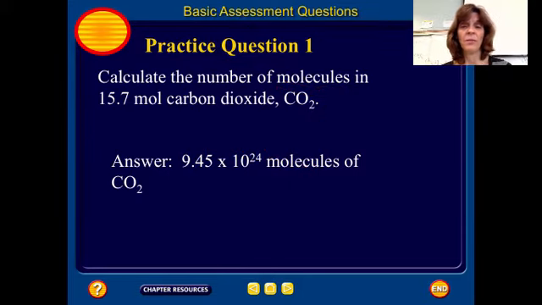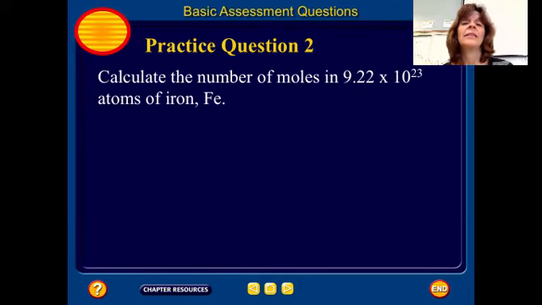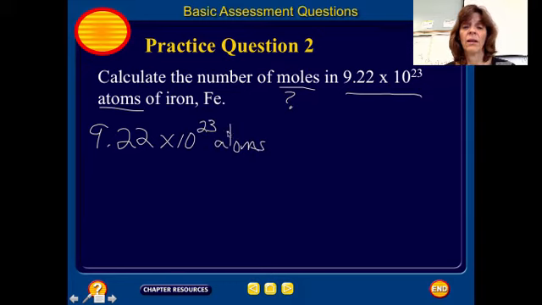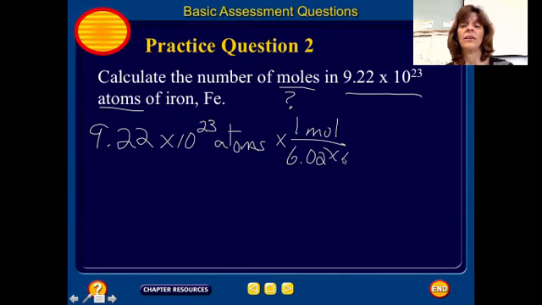Let's move on to another practice problem. This time, we want to know the number of moles in that many atoms. So atoms to moles is going to go the other direction. So we use Avogadro's number, but in the inverse of what we just did. Because we're looking for moles, they go in the numerator, and Avogadro's number goes in the denominator.